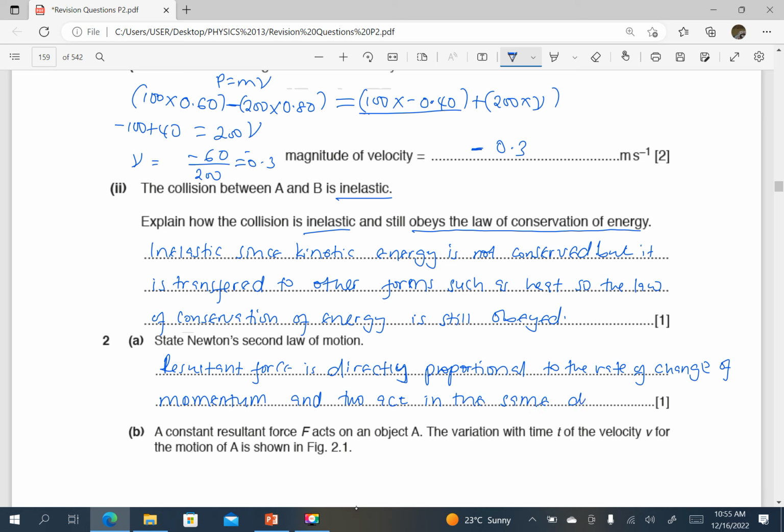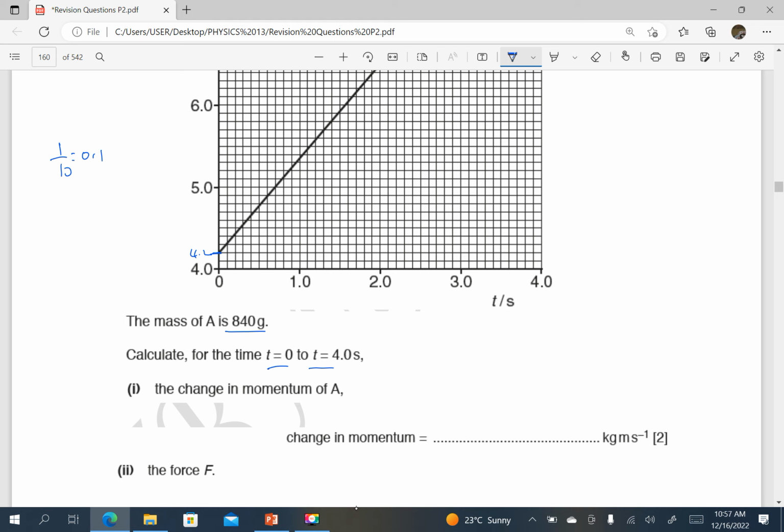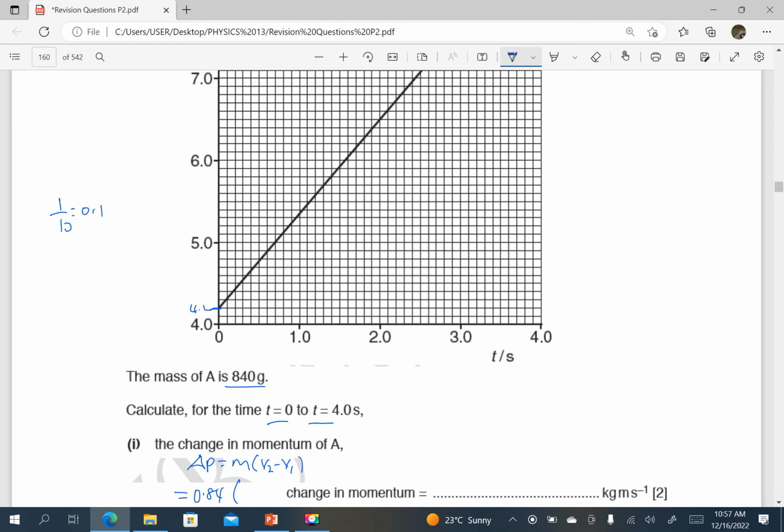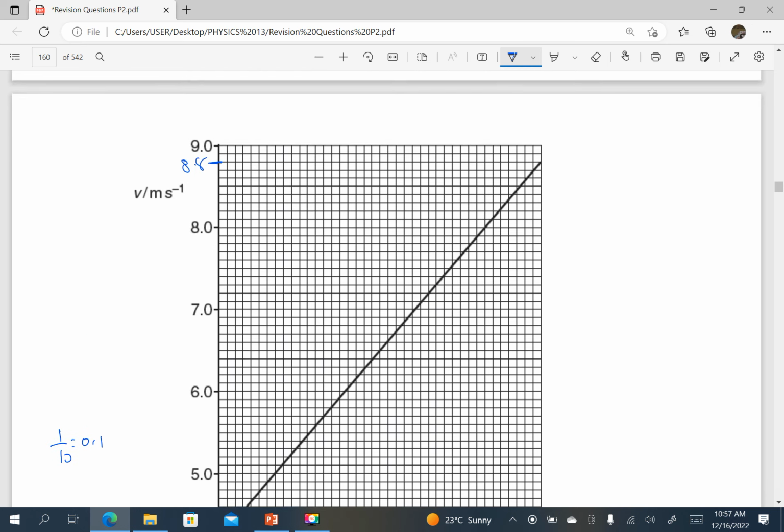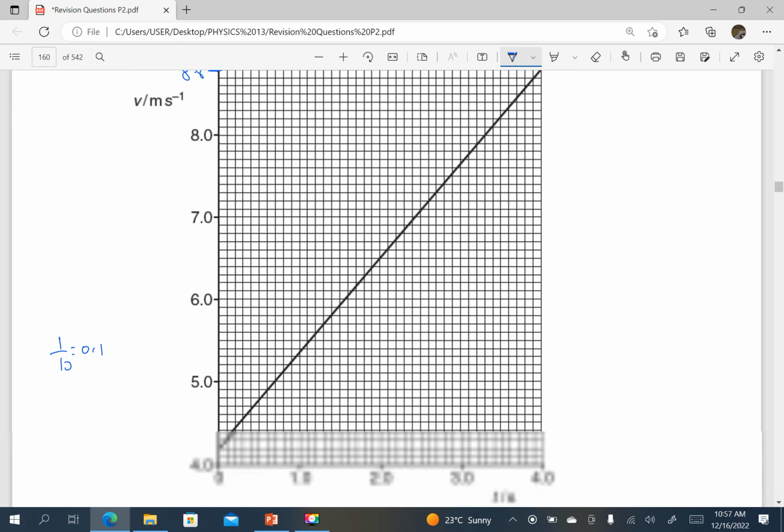The mass of A is 840 grams. Calculate for the time t equals 0 to t equals 4 the change in momentum. So momentum is mass times velocity, so the change in momentum will be the mass times v2 minus v1, the change in velocity. So the mass is 840 grams, which is 0.84 in kilograms. Then the change in velocity between t equals 0 and t equals 4, that is 8.8 and 4.2. So I will say 8.8 minus 4.2.